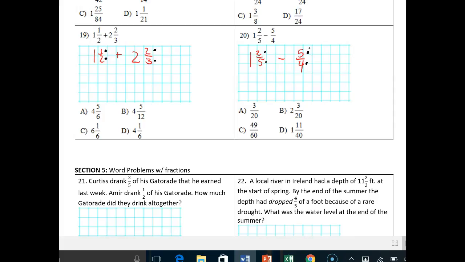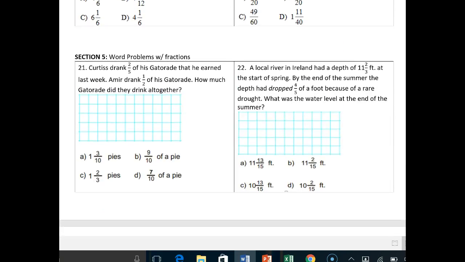Remember, in 19 and 20, look out in case you have an improper fraction. You can add that onto a whole number later, or in 20, you may have to borrow from a whole. If I'm borrowing one whole from here, the whole is 5 over 5 that I can add to 2/5.